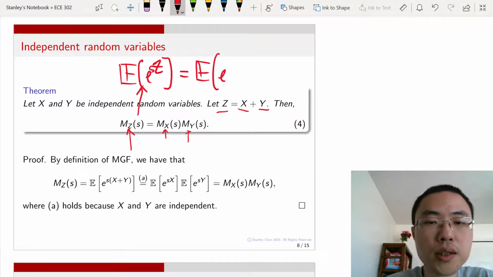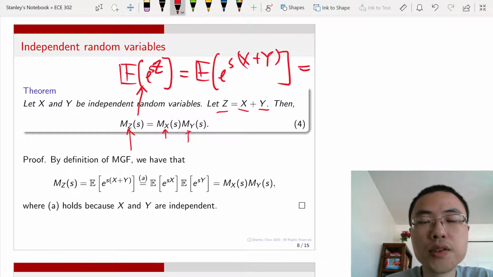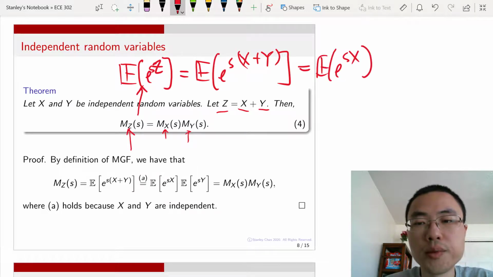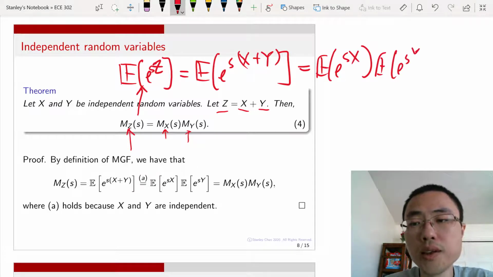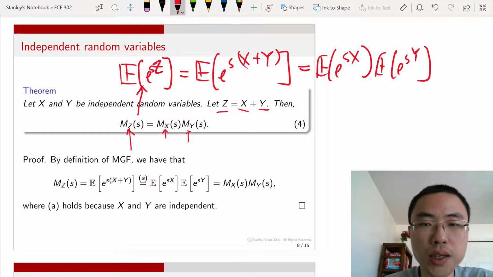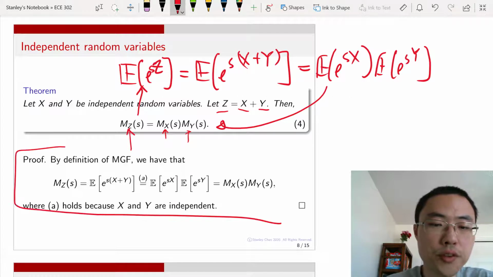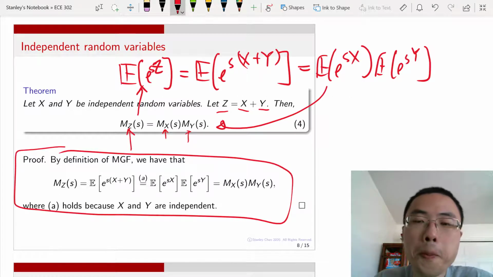you can write this z as x plus y. And since they are independent, you can write it as e to the power sx times e to the power sy. And that's why we can get to here. And this is really the proof of this basic result.